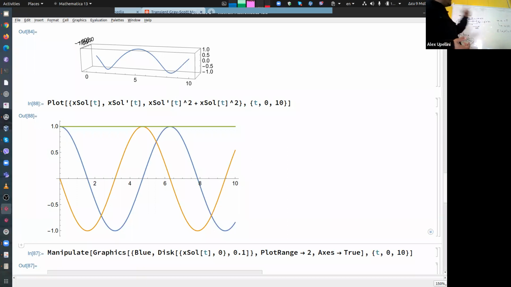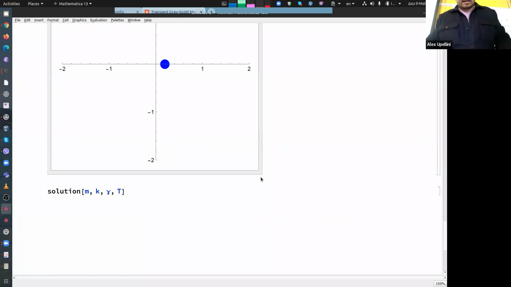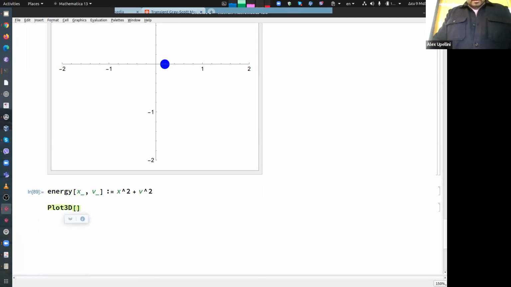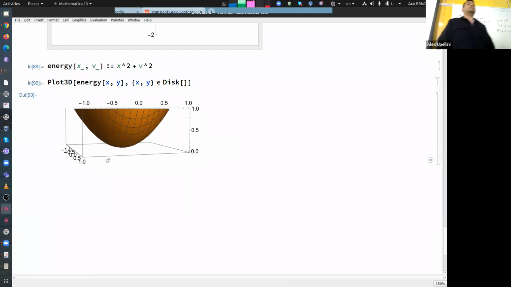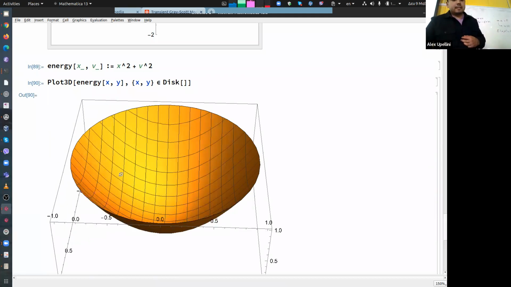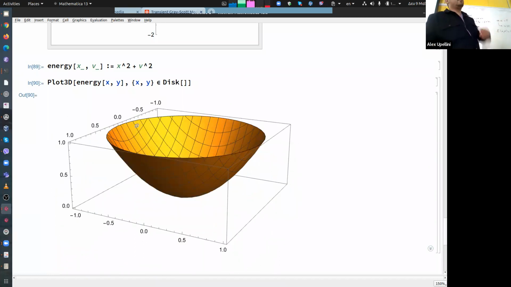Now, this thing is actually a surface because it depends on two variables. So I can define an energy function, energy, that depends on x and v, and which is x squared plus v squared. And this is a surface, so I can Plot3D the energy of x and y, for x and y points of the disk of center 0 and radius 1. And what you get is this energy surface. This is an energy surface where the particle is actually moving. Okay. And my solution will be a level curve of that function.